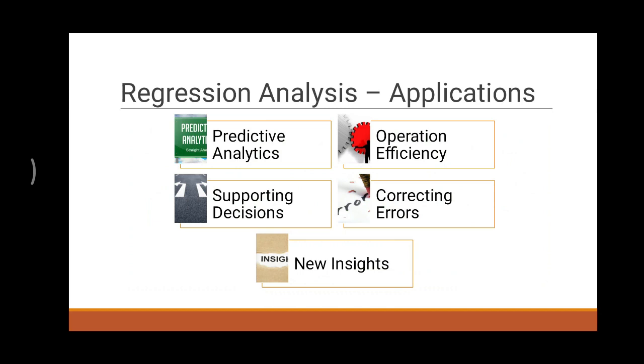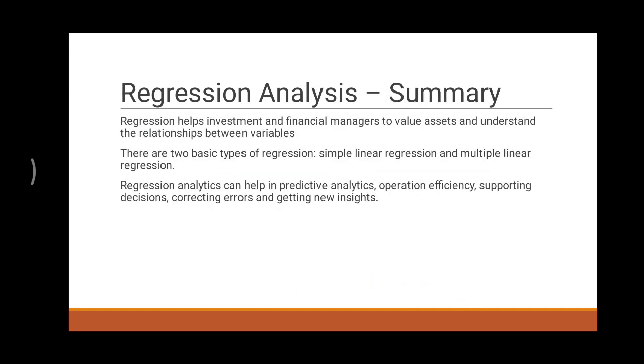These turn out to be predictive analytics, operation efficiency, supporting decisions, correcting errors, and new insights. At the end, we will talk about the summary. Regression helps investment and financial managers to value assets and understand the relationship between variables. There are two basic types of regression: simple linear regression and multiple linear regression. Regression analytics can help in predictive analytics, operation efficiency, supporting decisions, correcting errors, and getting new insights.